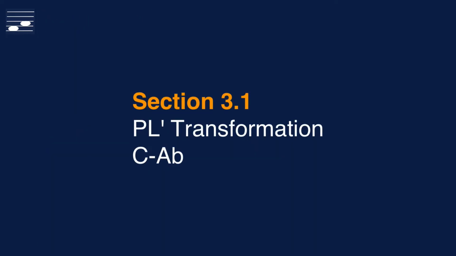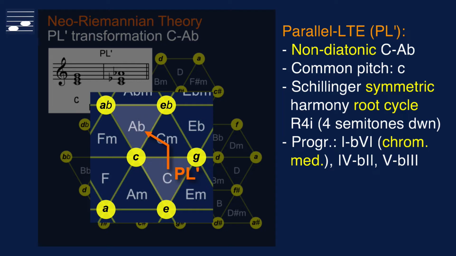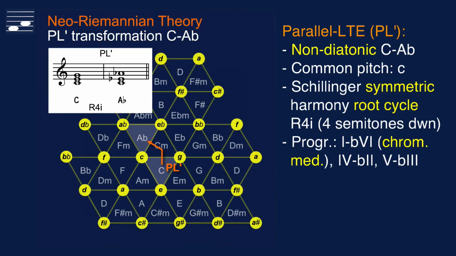Time to visit the first compound Riemannian transformation PL from C major to A flat major. The single common pitch is C, the root moves 4 semitones down. With smooth voice leading, the target chord is in first inversion position. The list of possible cadences contains chromatic mediants only, since these major triad pairs do not occur in diatonic scales.